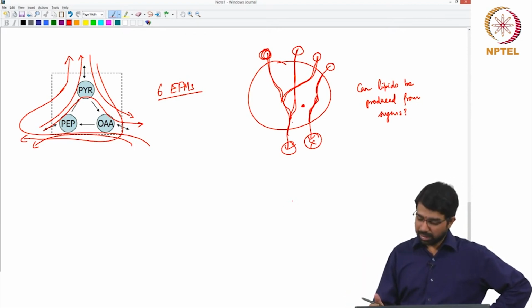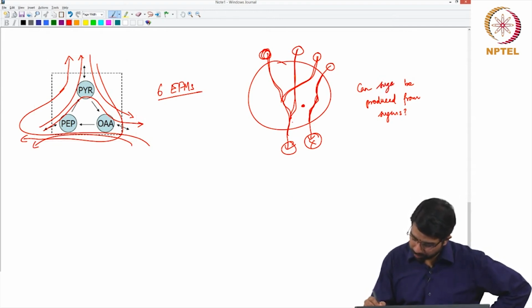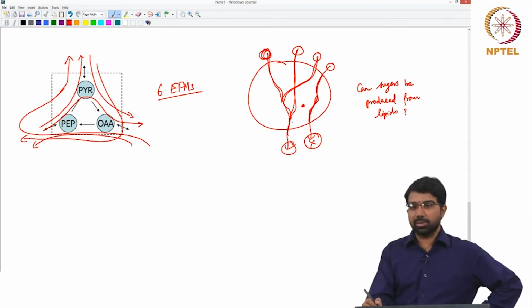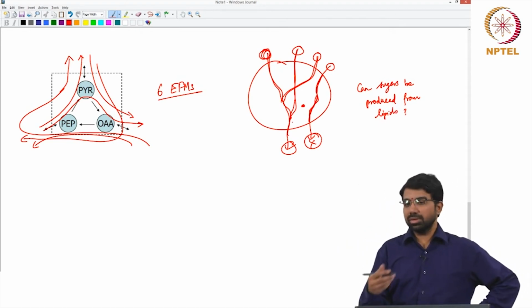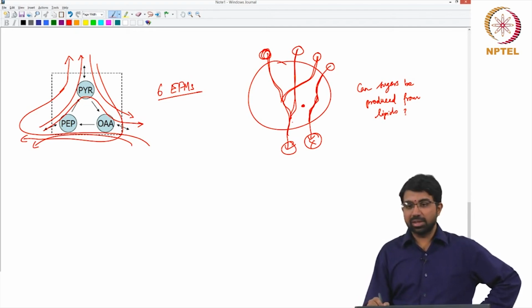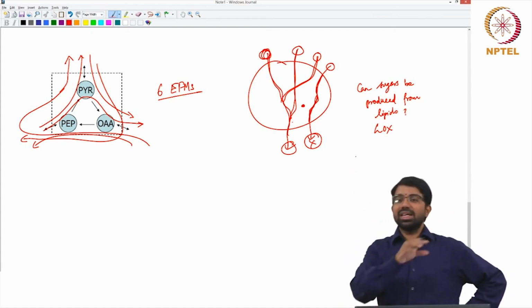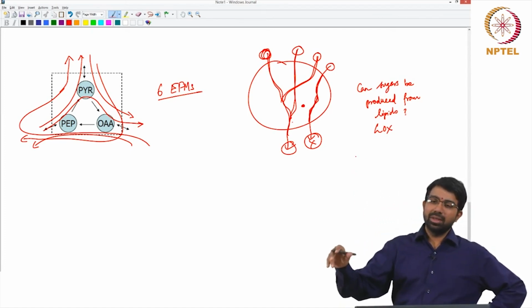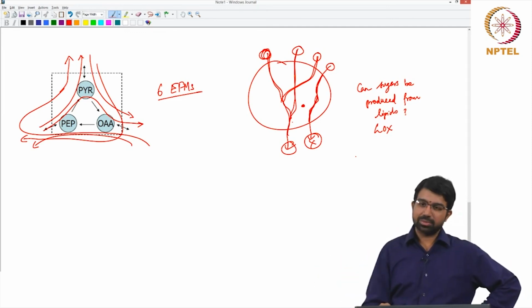Can you actually produce lipids from sugars? I'm sorry, I wrote it the other way around. Can sugars be produced from lipids? We know very well that lipids can be produced from sugars. Can sugars be produced from lipids? If so, then that can be used. In fact, this happens in a lot of plants. This involves the glyoxylate shunt and things like that, and it turns out that you can identify this very nicely using EFMs. So is there an independent pathway which goes from lipids to sugars?